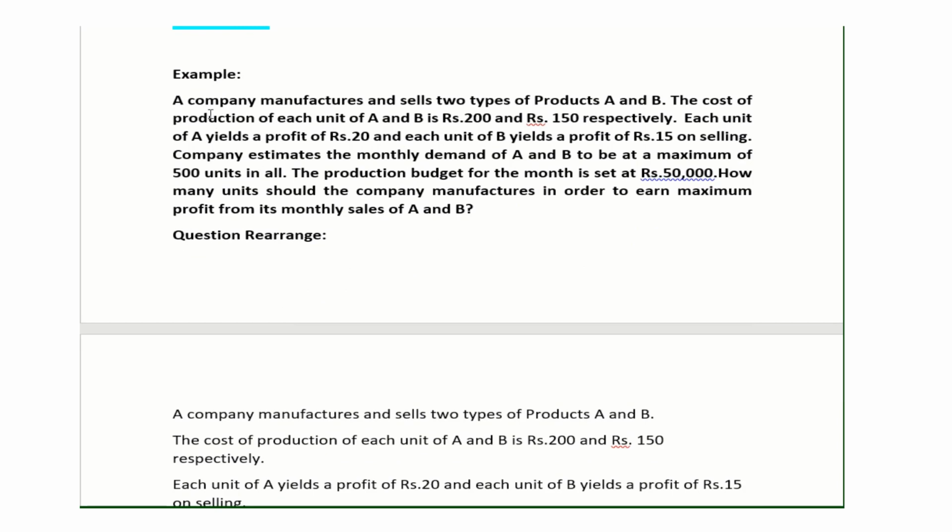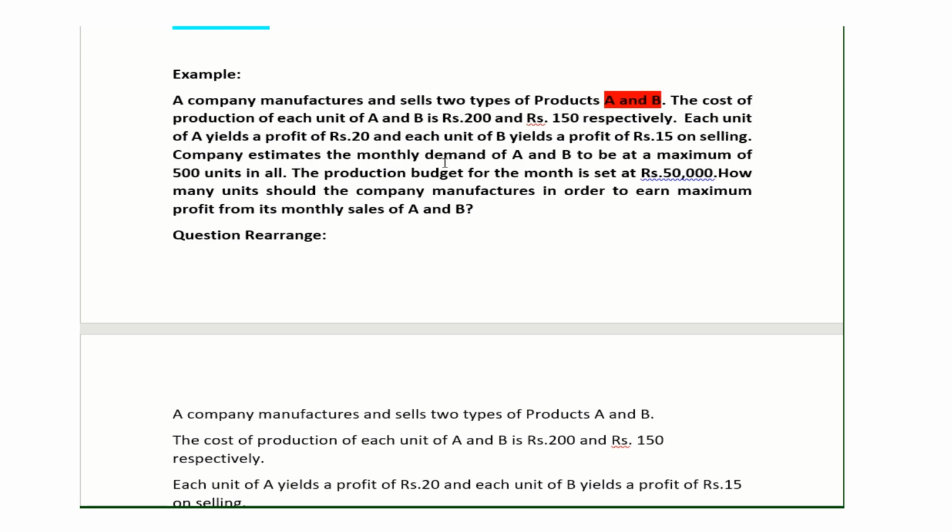First, a company manufactures and sells two types of products, A and B. So what are the two products they manufacture? A and B. The cost of production of each unit of A and B is rupees 200 and rupees 150 respectively. Each unit of A yields a profit of rupees 20 and each unit of B yields a profit of rupees 50 on selling.